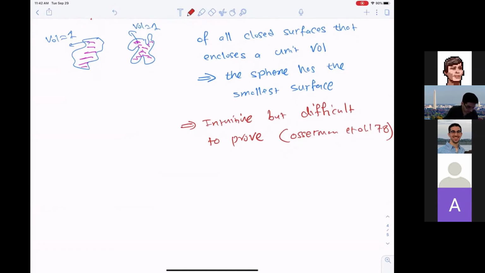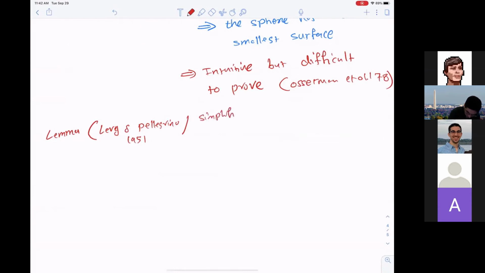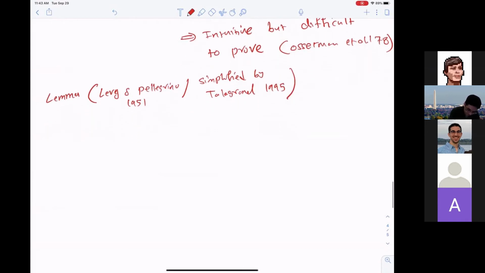Okay, so based on that intuition, we have the following simplified result as our first isoperimetric inequality. I believe it was first shown by Levy and Pellegrino in 1951, and later on it was simplified by Talagrand in 1995. So the result is basically saying the following.